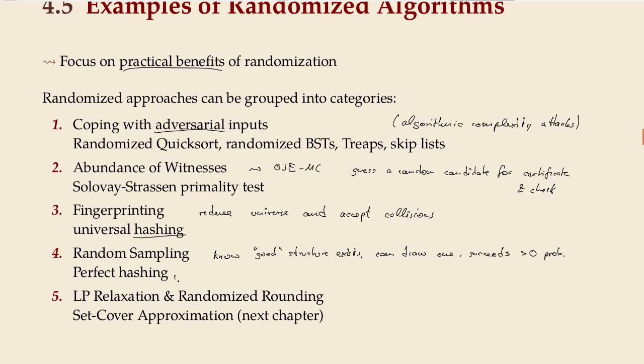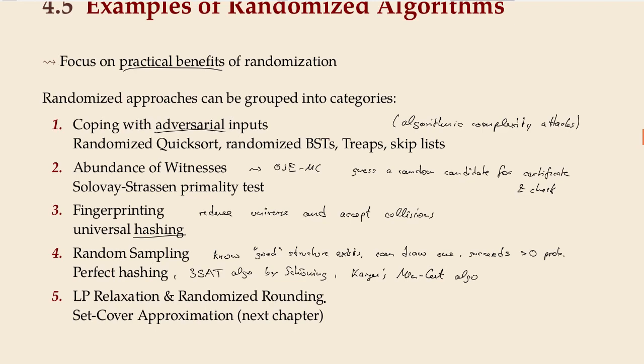We'll actually see more examples here. We will also see an efficient randomized 3-SAT algorithm invented by Schöning. And probably we'll also look at Karger's mincut algorithm, which also employs random sampling, but in a slightly different sense than perfect hashing does.